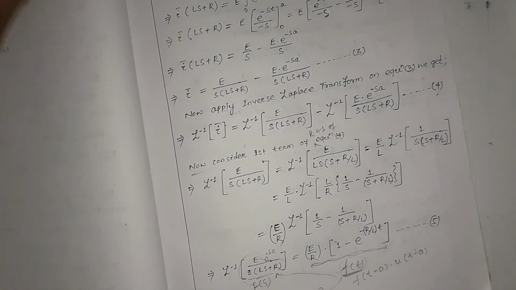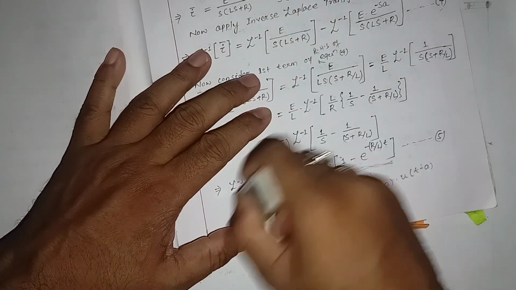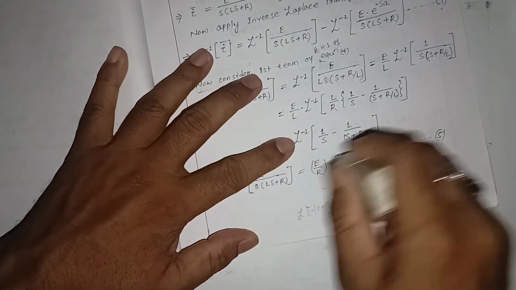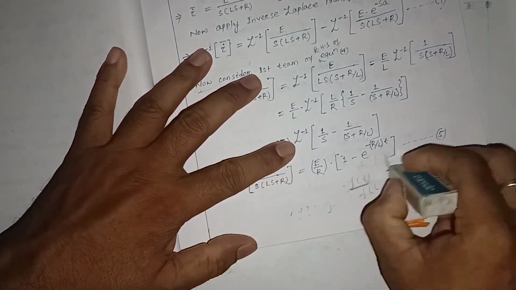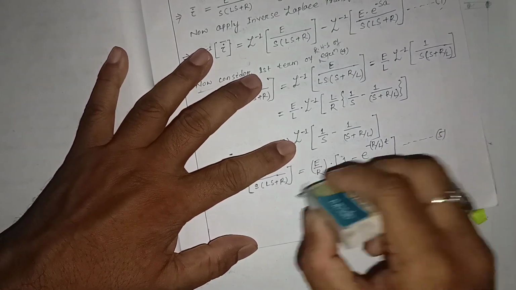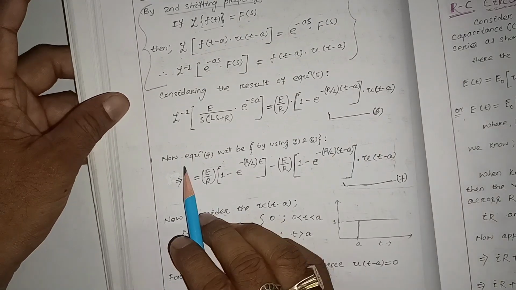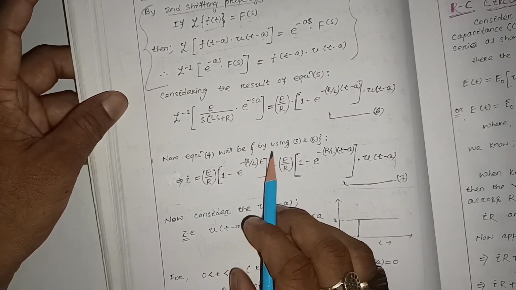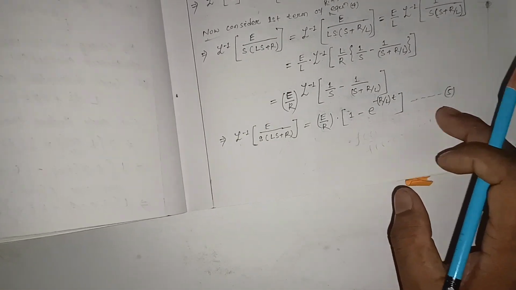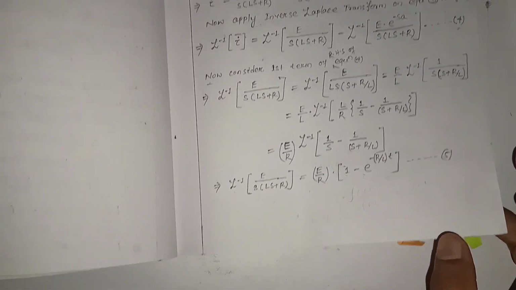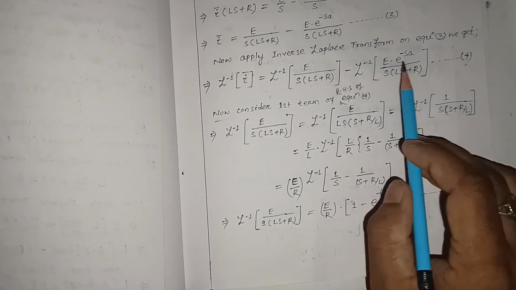Now I'm going to erase it. So using the second shifting theorem, we found the inverse Laplace transform of this one. That is your equation number 6. Now equation number 4 will be using equation number 5 and 6. Equation number 5 is the inverse Laplace transform of the first term. Equation number 6 is your second term. Here we have to just substitute.